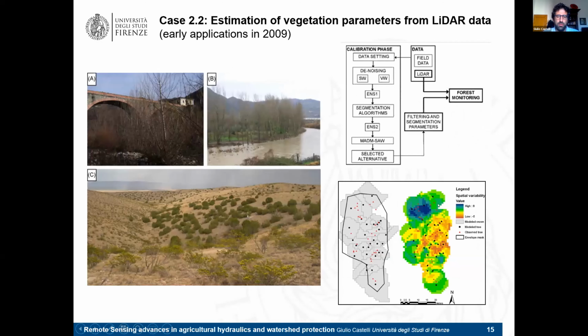And just to mention that this kind of analysis came from older research that nowadays is very common in forest management, that is the estimation of vegetation parameters from LIDAR data. This is not particularly innovative, but it's nice to mention that it also came from some application in our sector, precisely for the estimation of roughness.